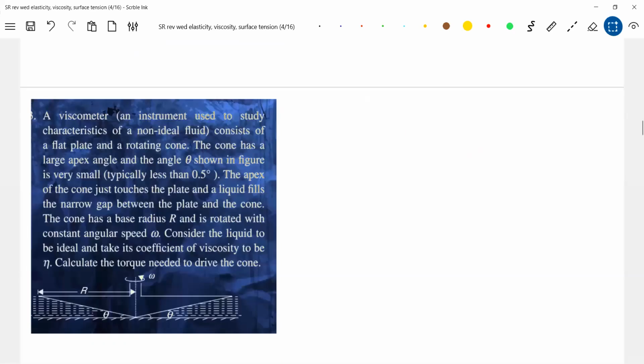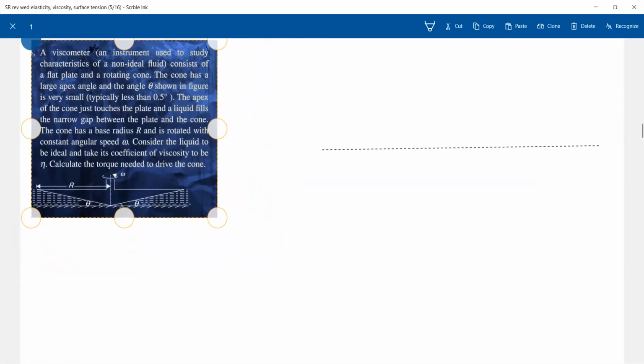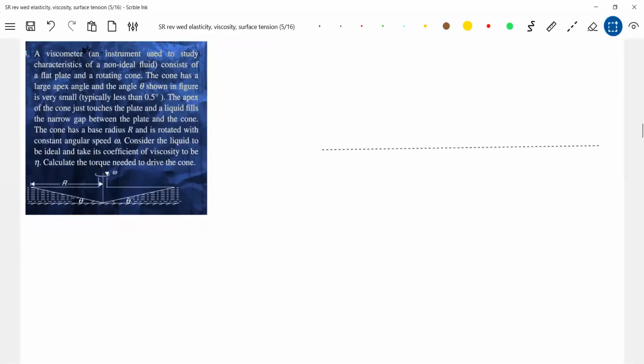Okay, let's take the next one. We have a cone. First, let me take the axis. I'll construct the diagram. You read the question.